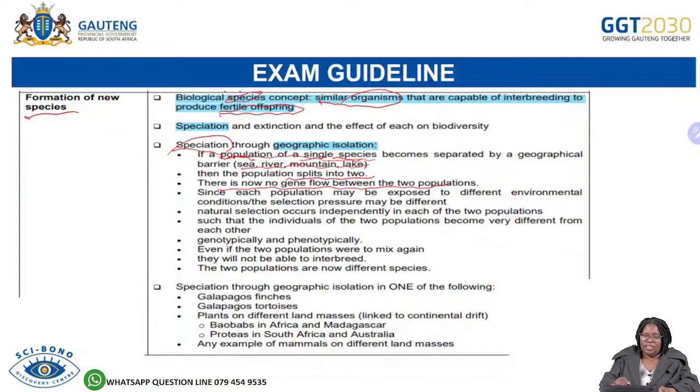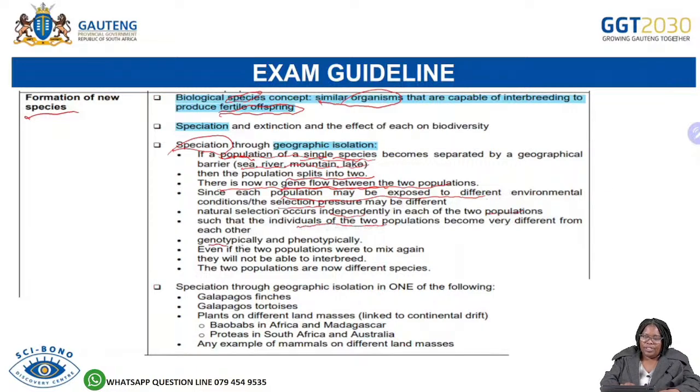So once two populations separate, there will be no more gene flow between them, since each population may be exposed to different environmental conditions. Or you can talk of selective pressure being different between the two populations, right? Then natural selection occurs independently in each of the two populations, such that the individuals of the two populations become very different from each other. Now, if you state all those points according to exam guideline, definitely you are going to get marks for that, right? So we are saying individuals of the two populations become different from each other.